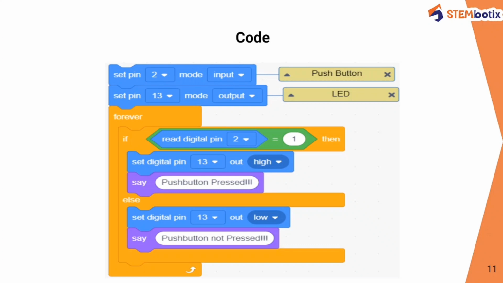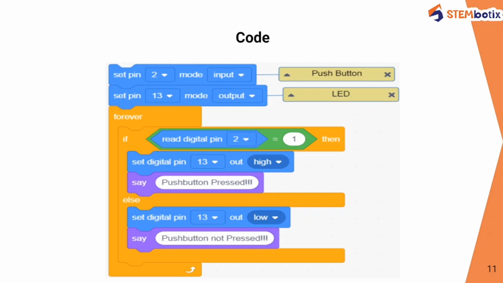As I mentioned before, the push button is an input device, and in the circuit diagram we can see our push button is connected to digital pin number 2. So here we define our device: set pin mode of the push button to input.